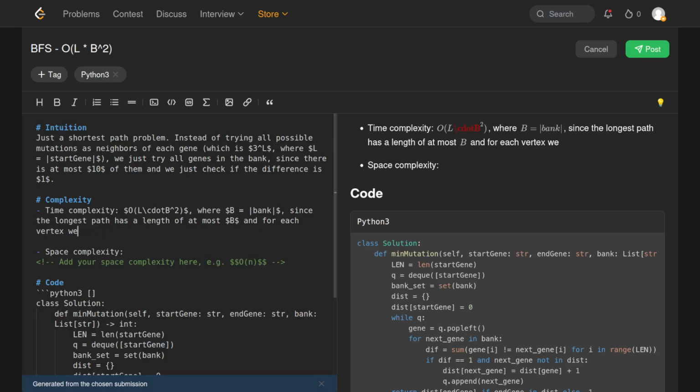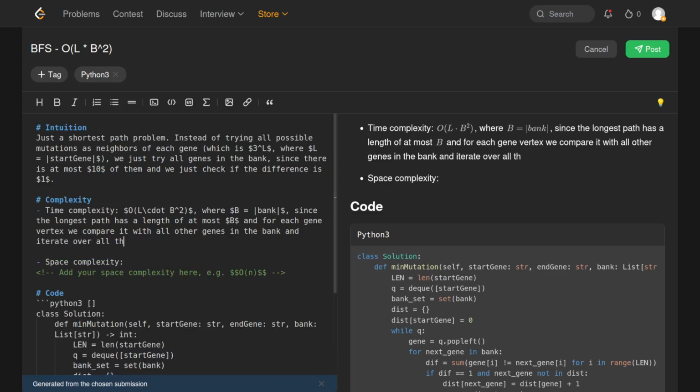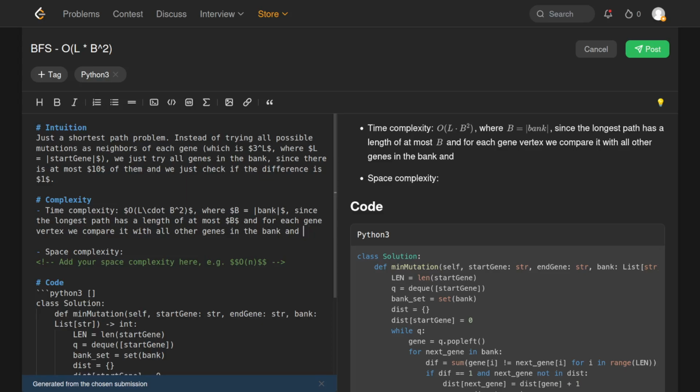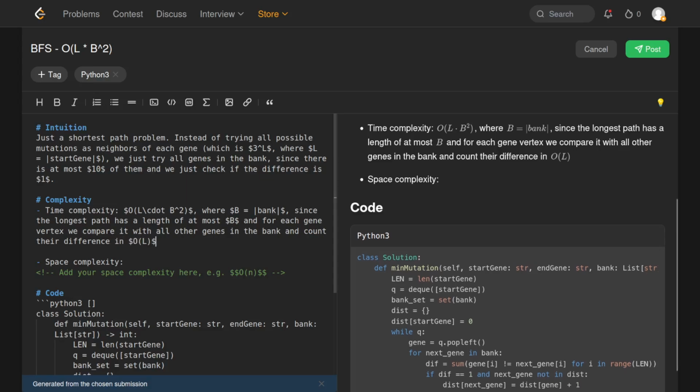Compare for each gene vertex. We compare it with all other genes in the bank and iterate over all their positions. No, and iterate and count their differences, okay.